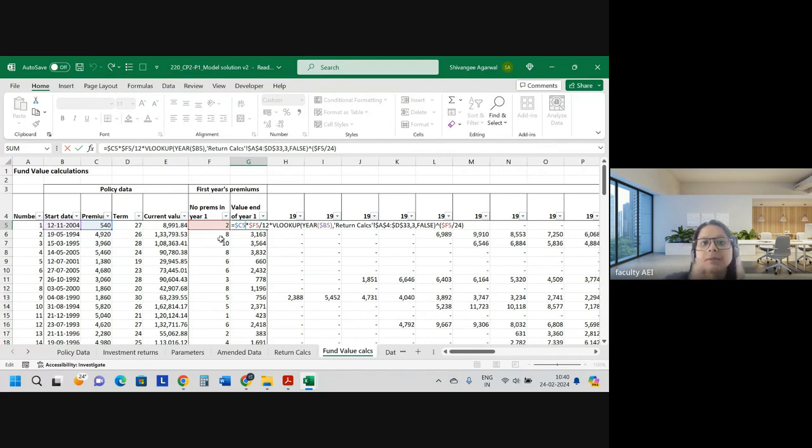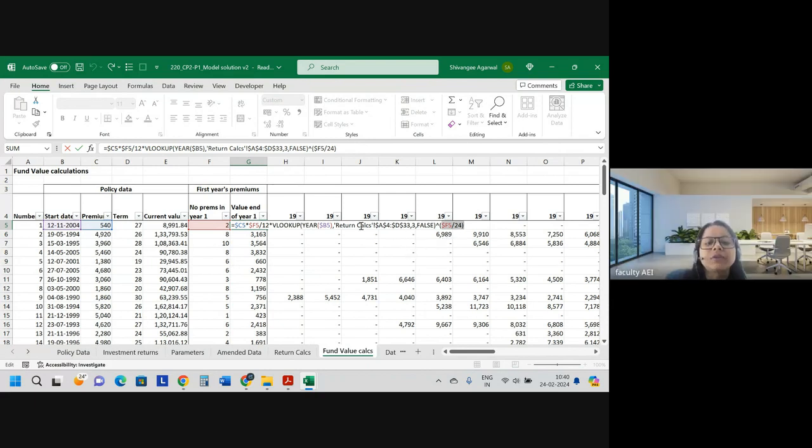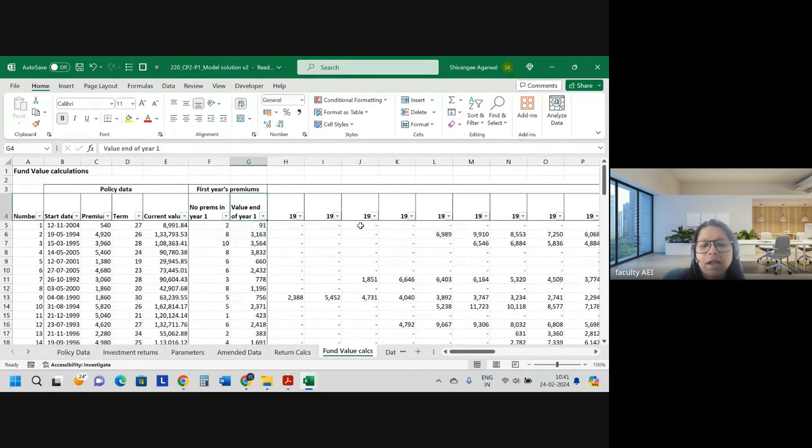Is it clear? 1 + i to the power 2/12 will give you 2 months of accumulation, but what you are saying is that it is the middle of the month. For example, when we take the middle of the year, we do 1 + i to the power 0.5. So for the middle of the month, we do 1 + i to the power 2/12 for 2 entire months times 0.5 for the middle of the month. So that is where 2/24 is coming from. Is this clear? Yes ma'am. All of you, is this clear? Yes ma'am. Okay, so this is the value of the fund at the end of year 1, which is the value of the fund 91 at the end of 2004. Okay, I'll remove the filter once.